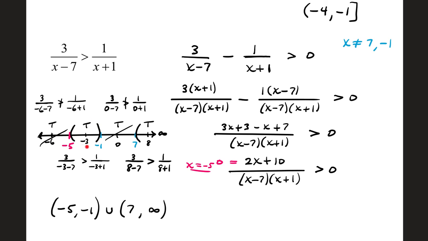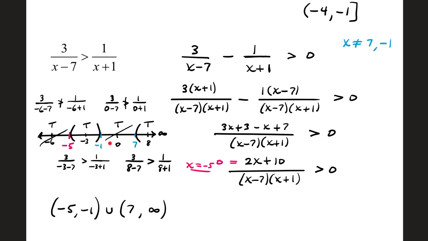The next interval we tested with a negative 3. 3 over negative 3 minus 7. Turns out that that is greater than 1 over negative 3 plus 1. So this interval of numbers is good. Between negative 5 and negative 1, we kept that interval.